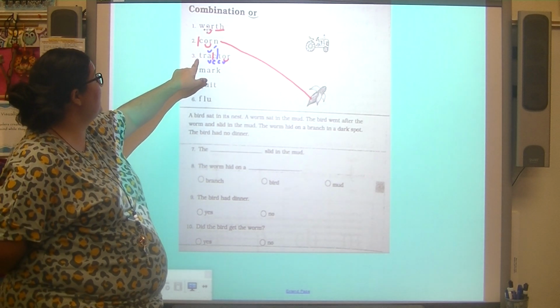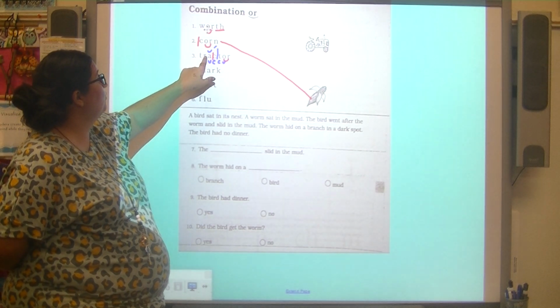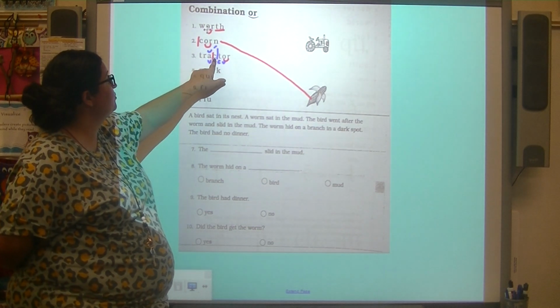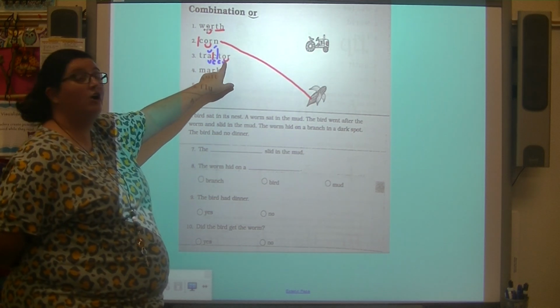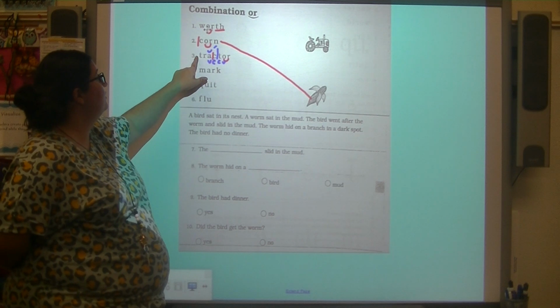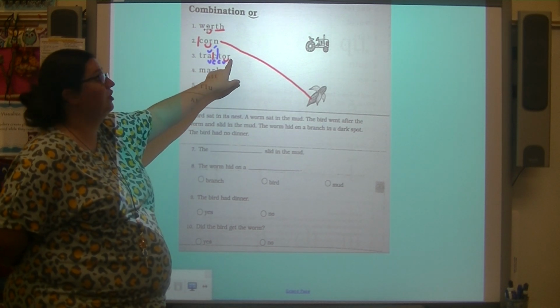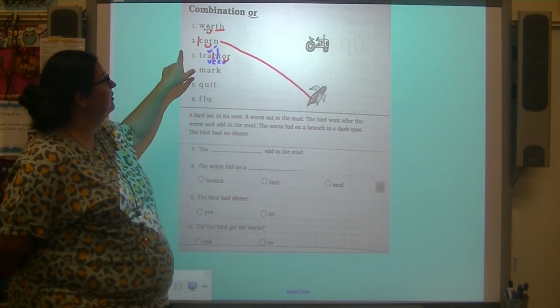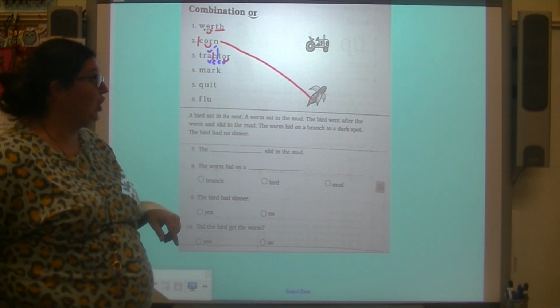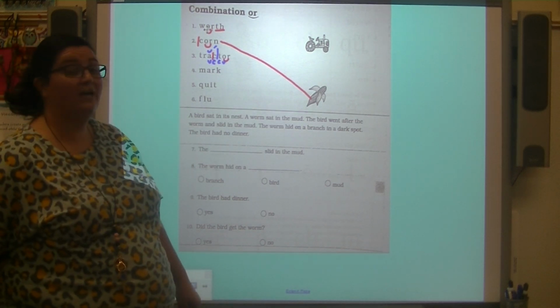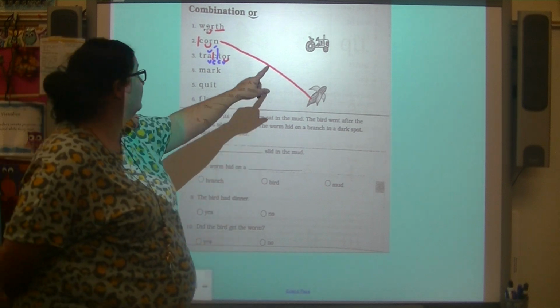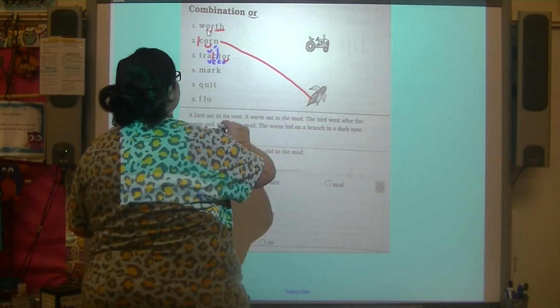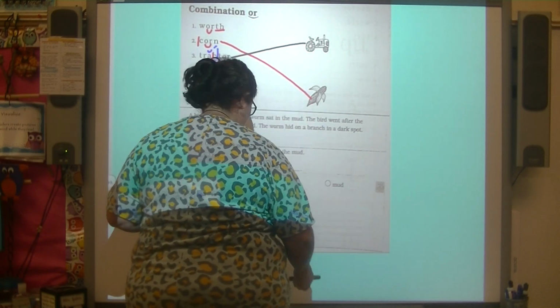So let's sound it out. Ack, track, ter, track, ter. What word? Tractor. Tractor. Do we have a picture of a tractor? Yes, we do. Draw my line to it.